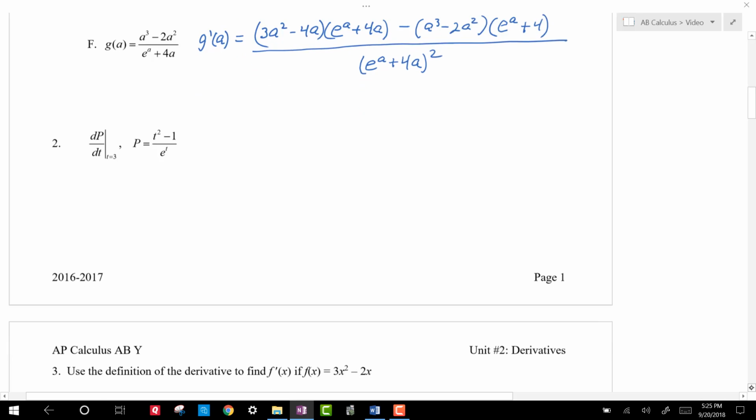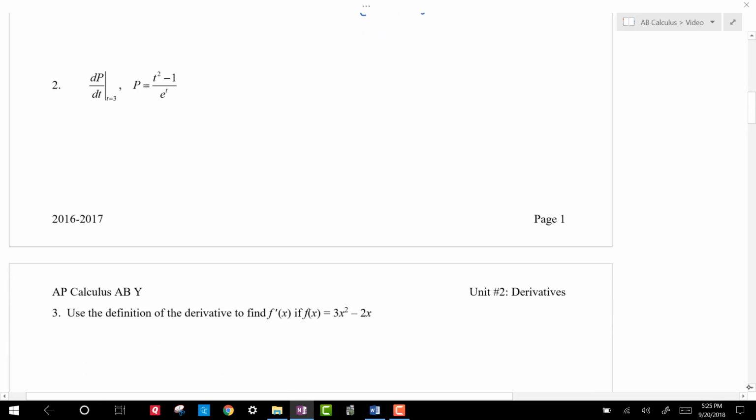The next one says not only to take the derivative dp/dt, so take the derivative of p with respect to t, but then evaluate it when t is equal to 3. So the first thing I'm going to do is take the derivative. So p prime would equal, again, this is going to be a quotient rule here.